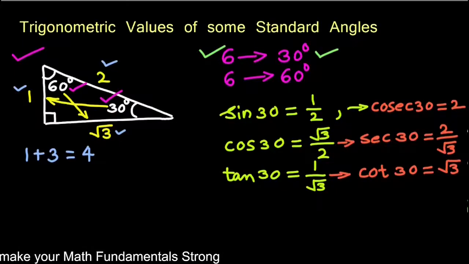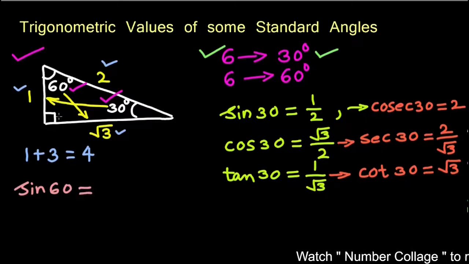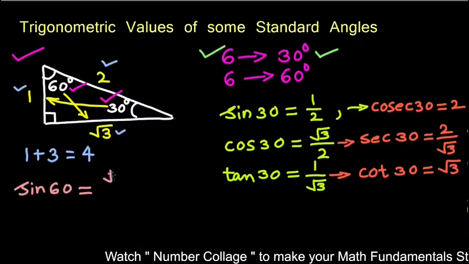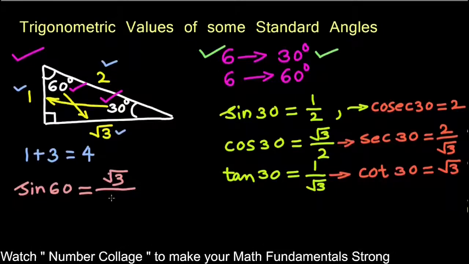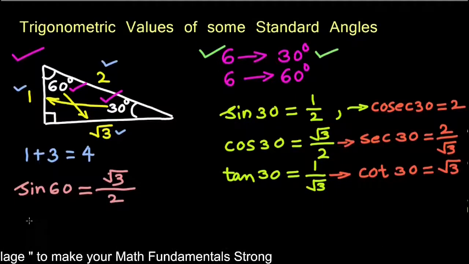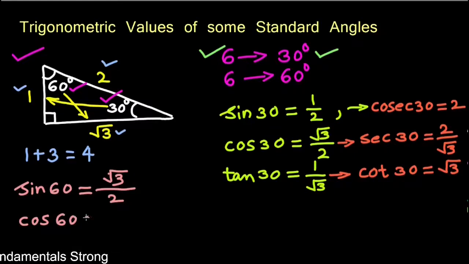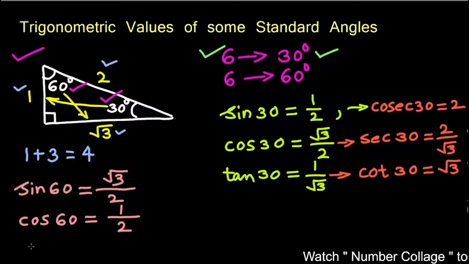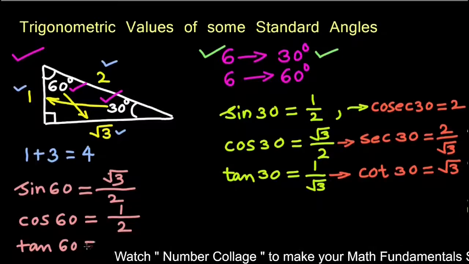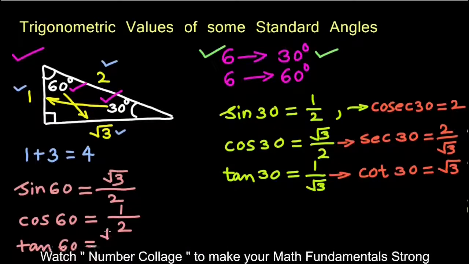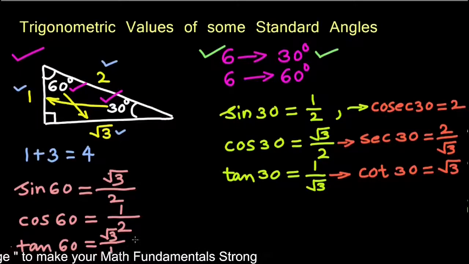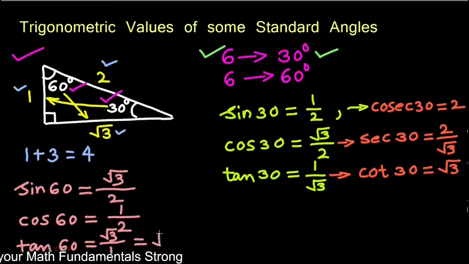Similarly, now we will write 6 trigonometric values of angle 60 degrees. So here we write sine 60 by definition is opposite side, which is root 3, by hypotenuse, which is 2. So sine 60 is root 3 by 2. Cos 60 by definition is adjacent side, which is 1, upon hypotenuse, which is 2. So cos 60 is 1 half. Tan 60 by definition is opposite side, which is root 3, by adjacent side, which is 1. So tan 60 is root 3.